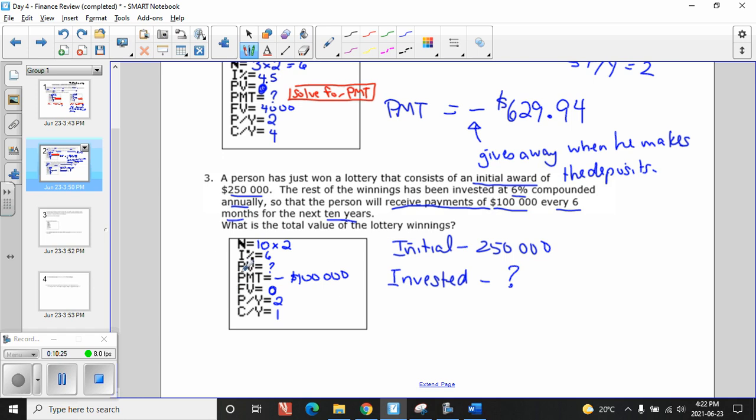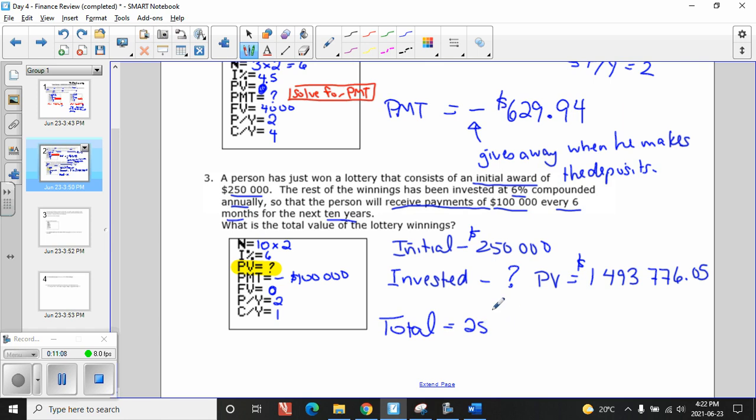With all of that stuff, I noticed that the question mark is attached to the present value. That's the thing we didn't know. So I'd be hitting solve for present value. And I'm going to find out that the present value is $1,493,776.05. So that's the amount that was invested. So they had this initial lump sum of 250,000 and this other huge chunk of lottery winnings that goes directly into the investment account. In total, we can just add those two things together.